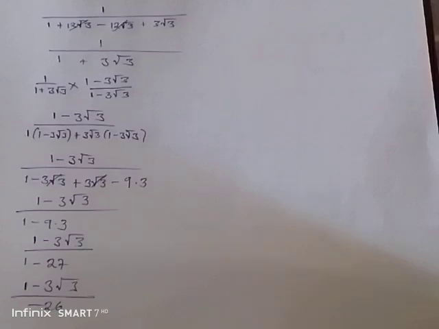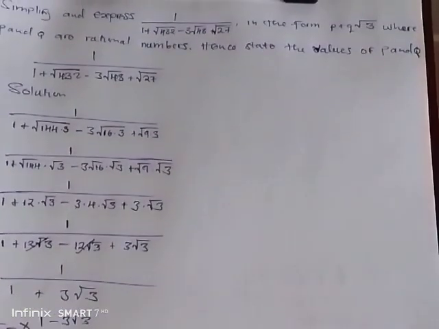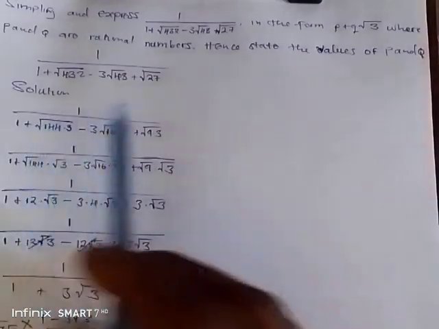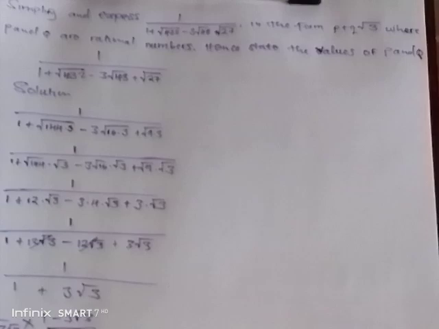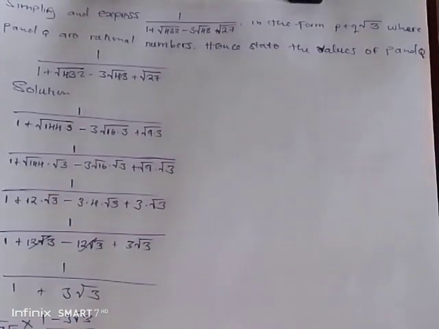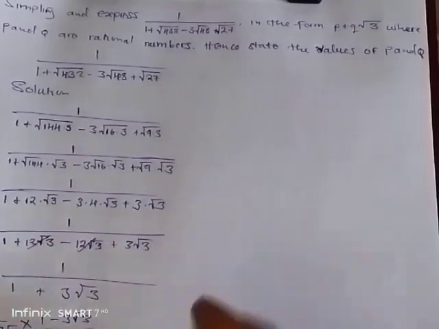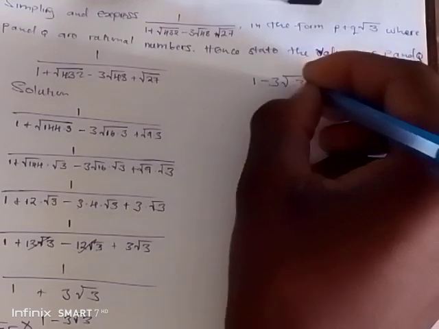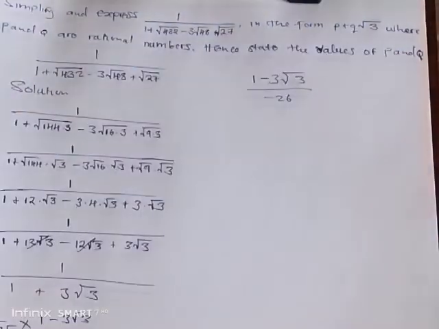But remember, we've been taught to express this solution in a certain manner, okay? We've been taught to express this solution in the form p plus q root 3, right? P plus q root 3. Let me just write the answer that we got. Okay, the answer is 1 minus 3 root 3 over negative 26, right?